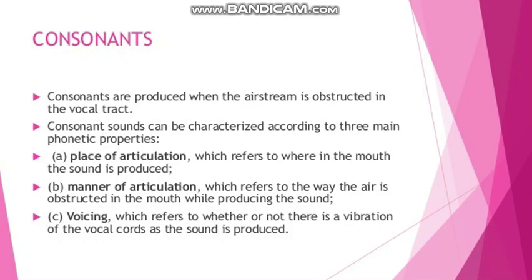Consonant sounds can be characterized according to three main phonetic properties. The first one is place of articulation, which refers to where in the mouth the sound is produced. Second is manner of articulation, which refers to the way the air is obstructed in the mouth when producing the sound. And the last one is voicing, which refers to whether or not there is a vibration of the vocal cords as the sound is produced.